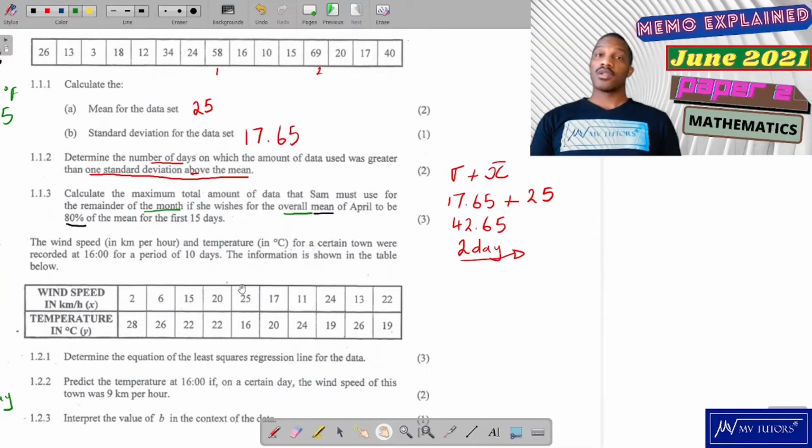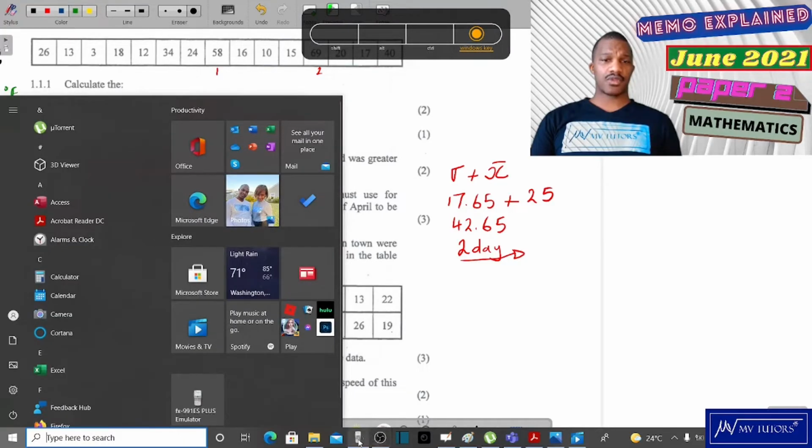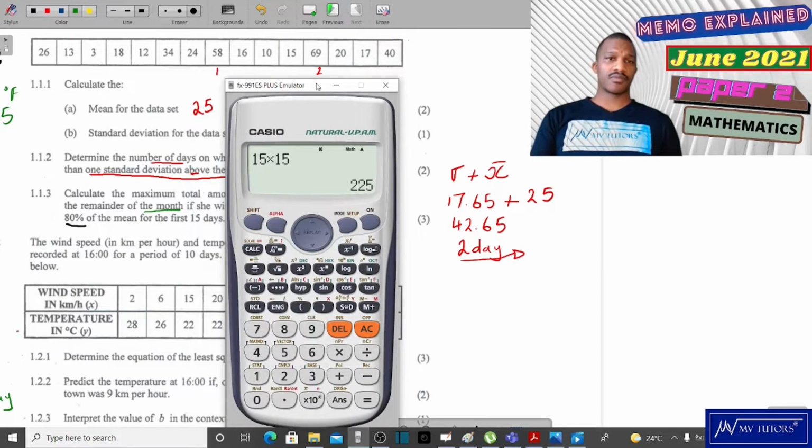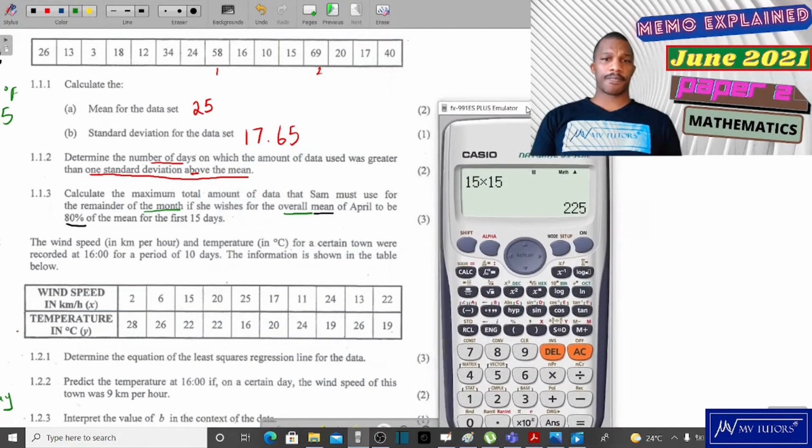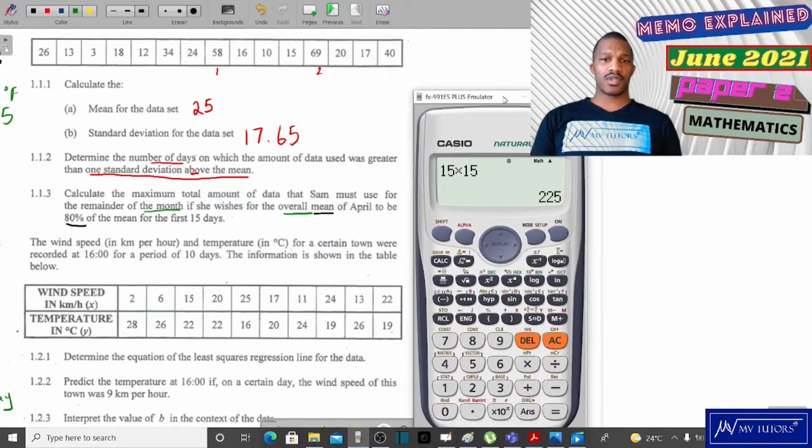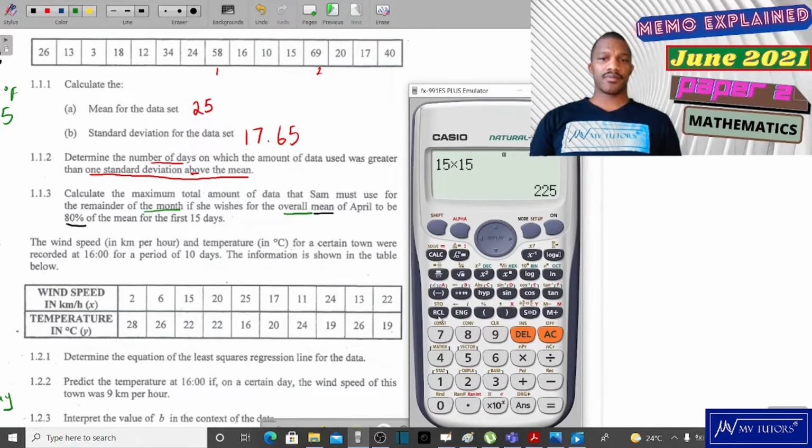So this again, we need a calculator. You cannot do it with your head. Well, you can technically, but it will take you a very long time. So let's get a calculator.